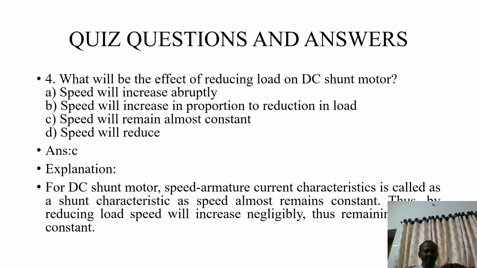Next question is, what will be the effect of reducing load on a DC shunt motor? A, speed will increase abruptly. B, speed will increase in proportion to reduction in load. C, speed will remain almost constant. D, speed will reduce. Which one is the correct answer from A, B, C, D? C is correct. Speed will remain almost constant. This is the correct answer.